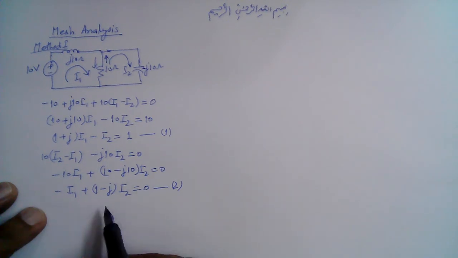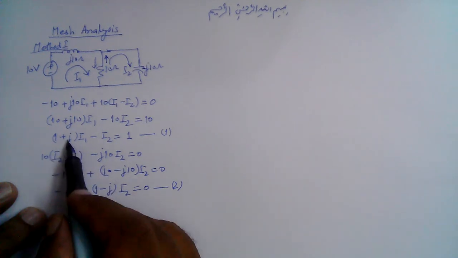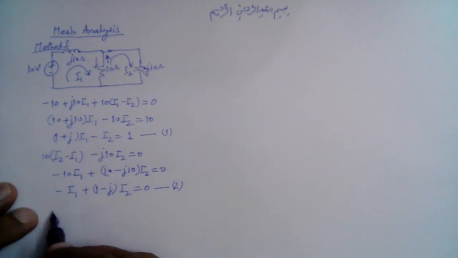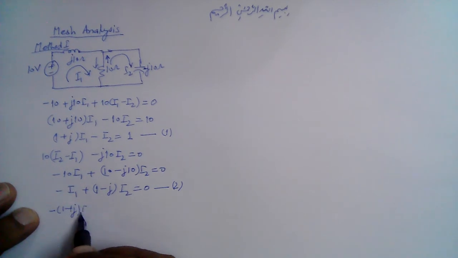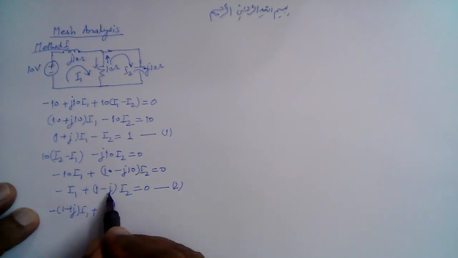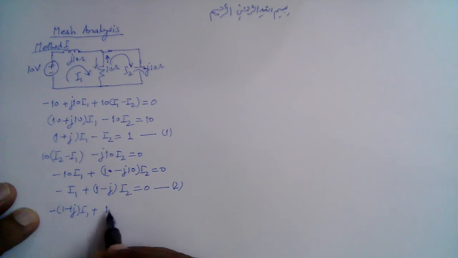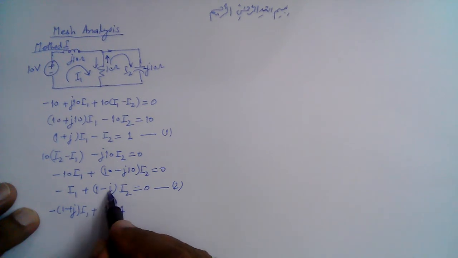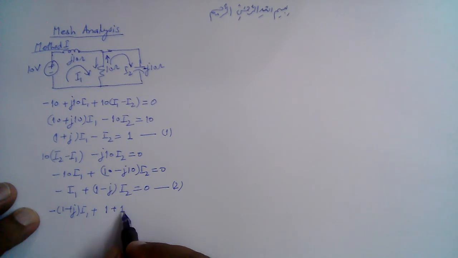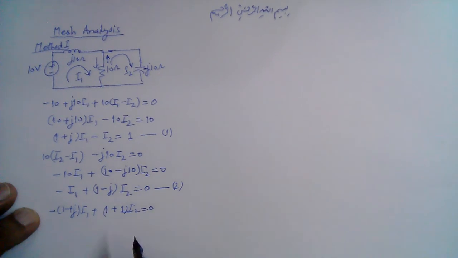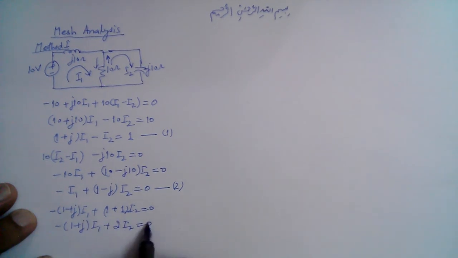So let's multiply equation 2 by 1 plus j, right? So this is minus 1 plus j I1 plus 1 plus j into 1 minus j. So that will be 1 square plus j square, so that will be 1 plus 1, I2 is equal to 0. So we have minus 1 plus j I1 plus 2 I2 is equal to 0.